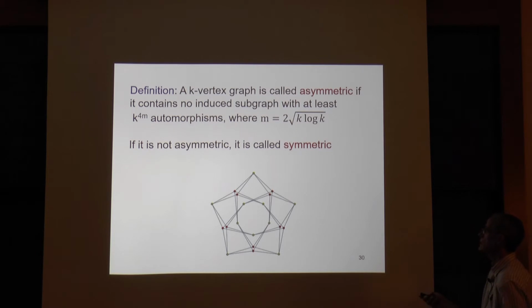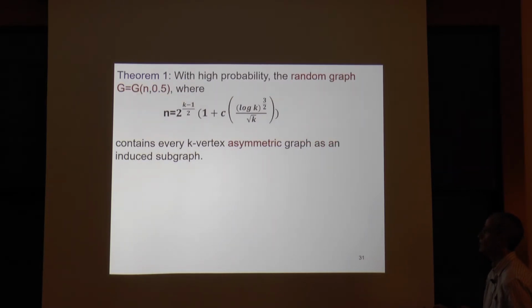Okay. And then it turns out that indeed we can prove that the random part will work for all the asymmetric graphs because of this definition of asymmetric. If we choose the additive error term to be some constant times log^(3/2) over square root of k, then with high probability, a graph with that many vertices will contain every asymmetric graph as an induced subgraph.